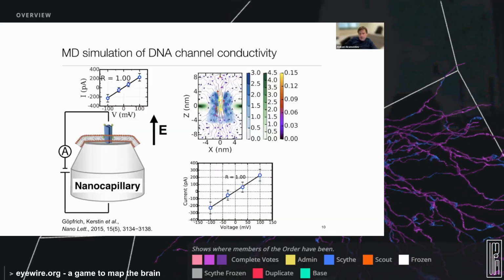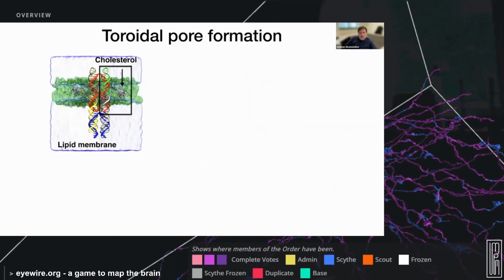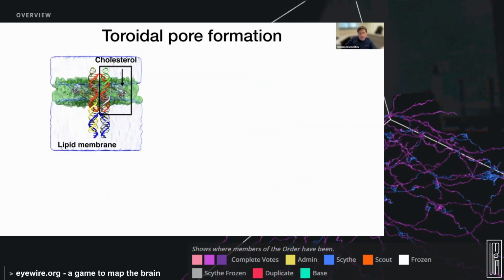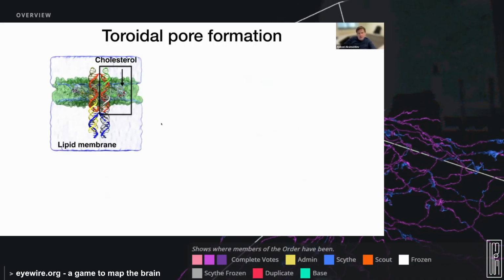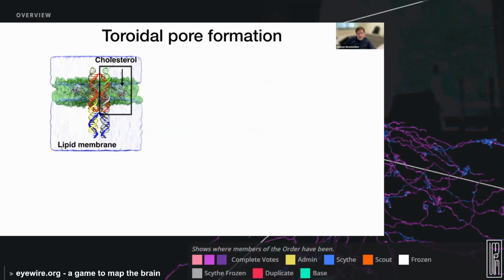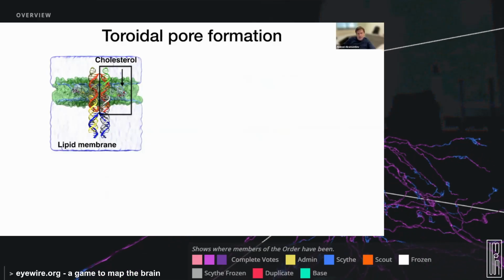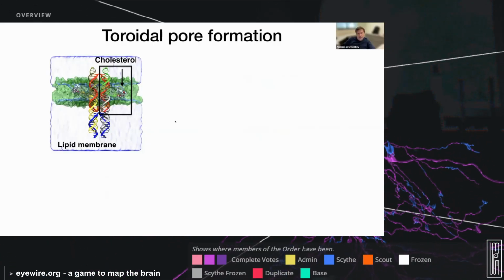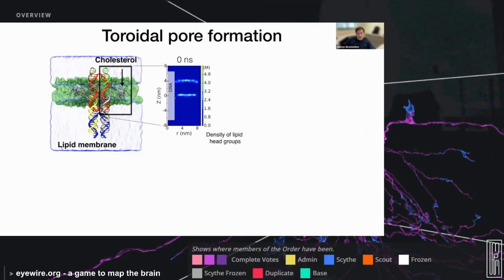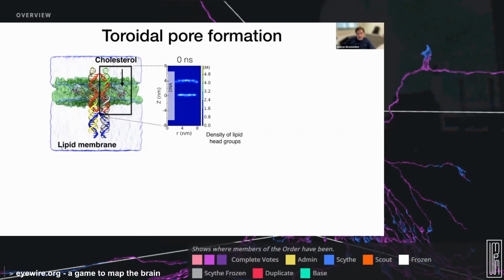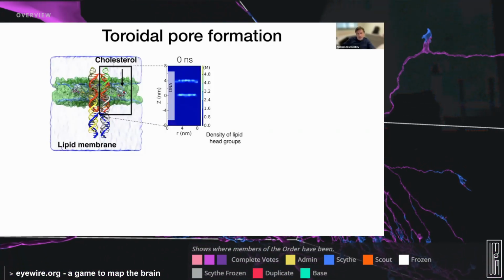And that kind of validates the method. All right, so what did we learn? In one of our earlier simulations, we were looking at a DNA pore made of four DNA helices with cholesterol anchors. And we were specifically wondering what happens to the lipid bilayer membrane. So when we set up the simulation, the lipid bilayer was flat, right?